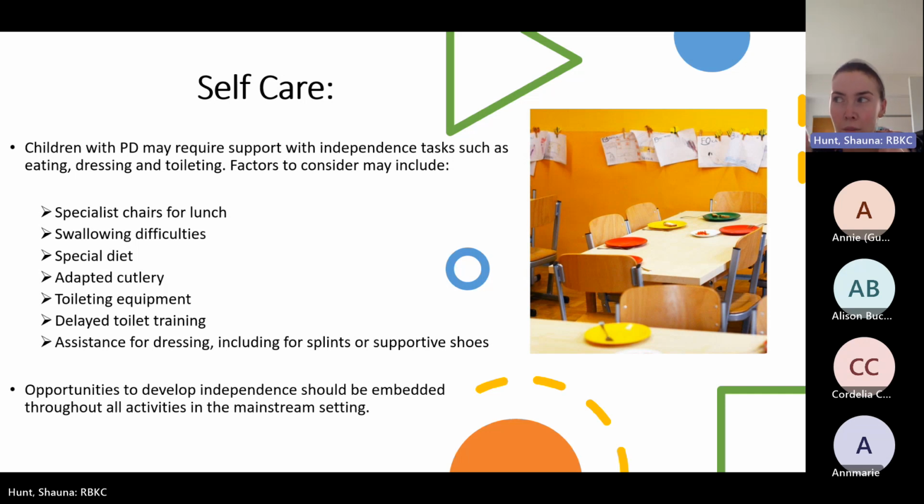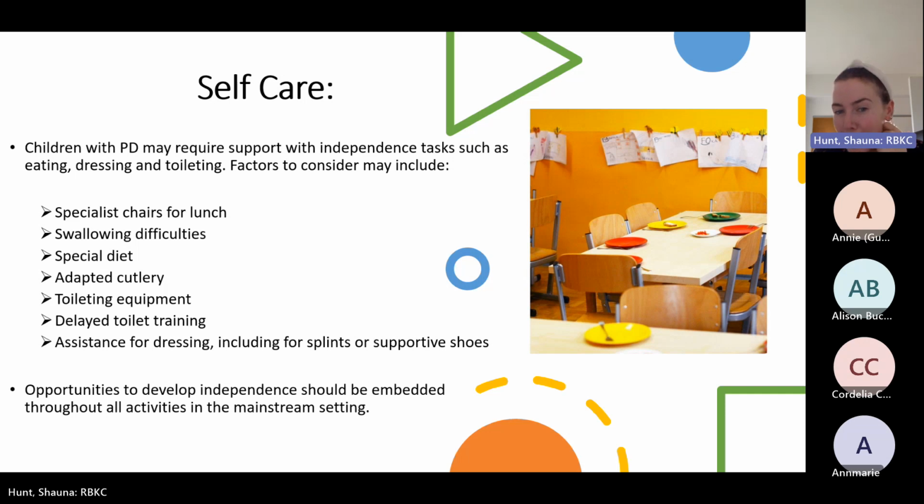Some of the ones we recommend have a very chunky, thick grasp, so it just means that the children can hold it, especially if their hands are quite weak. You might need to consider factoring in toileting equipment, so things like a toilet seat, maybe a footstep, and maybe even a rail or a commode. You may need to also support children who have delayed toilet training. And they may need assistance for dressing, which includes things like putting on their splints or helping them put on their supportive shoes. Okay.